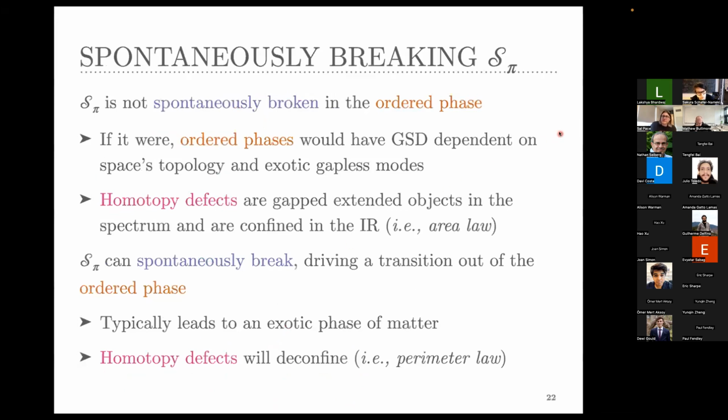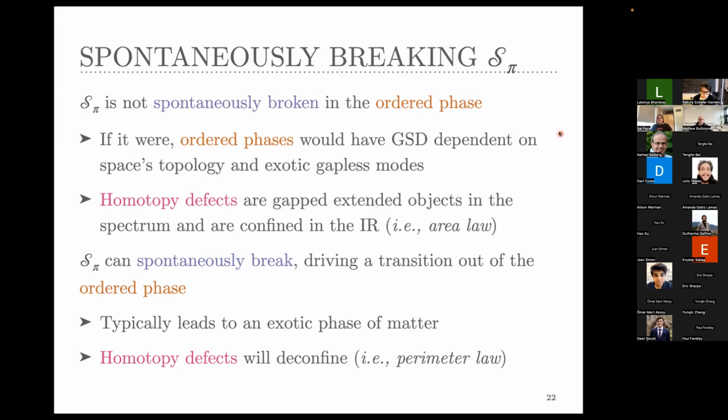Okay, good. So let's start with some general remarks. Firstly, maybe you're saying, well, why are you saying we can spontaneously break S? Maybe it was already spontaneously broken in the ordered phase. Well, that's not the case. S is not spontaneously broken in the ordered phase. Here's a cheeky way to know why. If it were, ordered phases would have ground state degeneracies depending on the space's topology and have exotic gapless modes like photons. That's clearly not the case. So clearly S is not spontaneously broken.